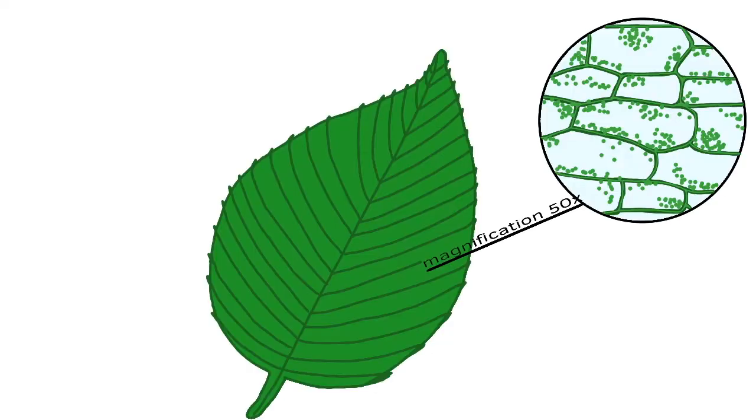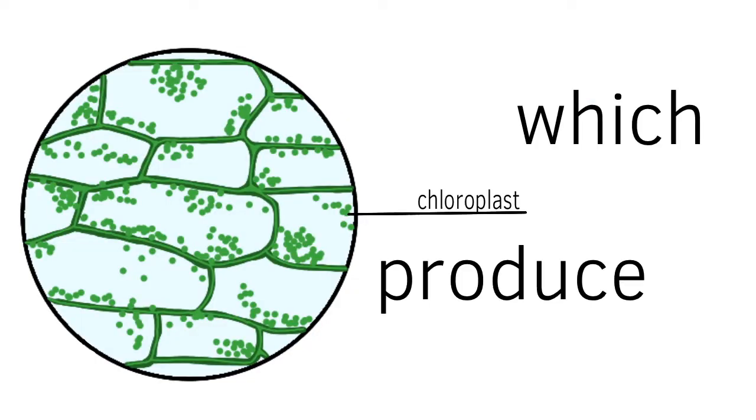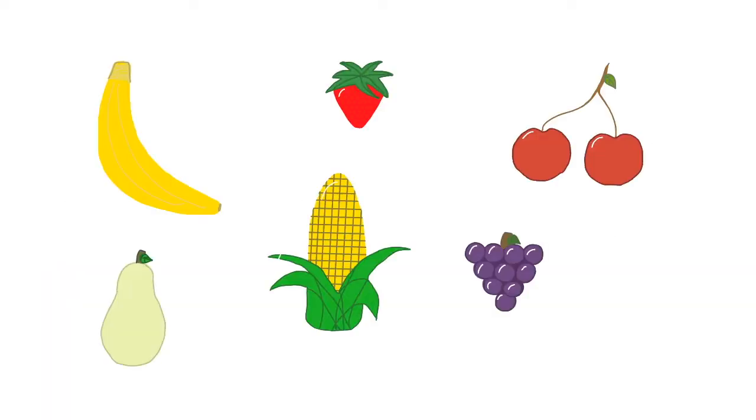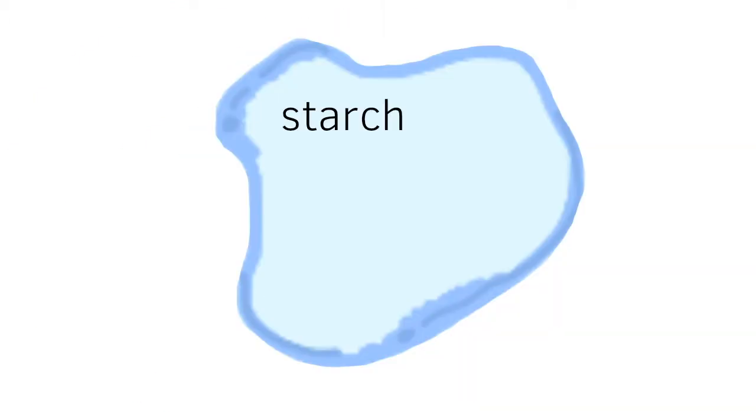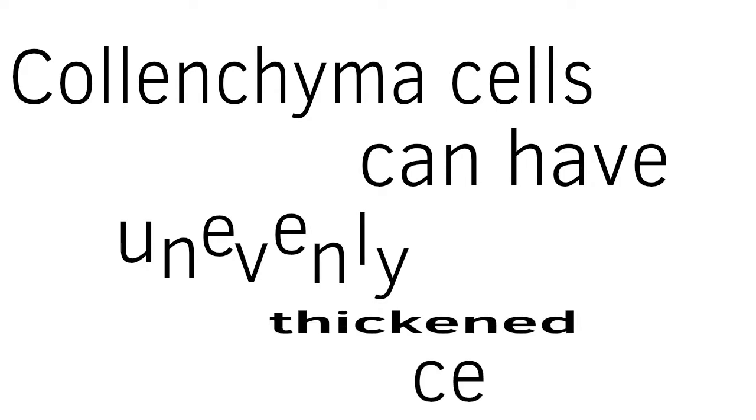Parenchyma cells are spherical in shape. Those in leaves have many chloroplasts, which produce C6H12O6, which is a chemical formula for glucose. Others, such as those found in fruits, lack chloroplasts, but have a large vacuole that can store starch, water, and oils. Collenchyma cells can have unevenly thickened cell walls.